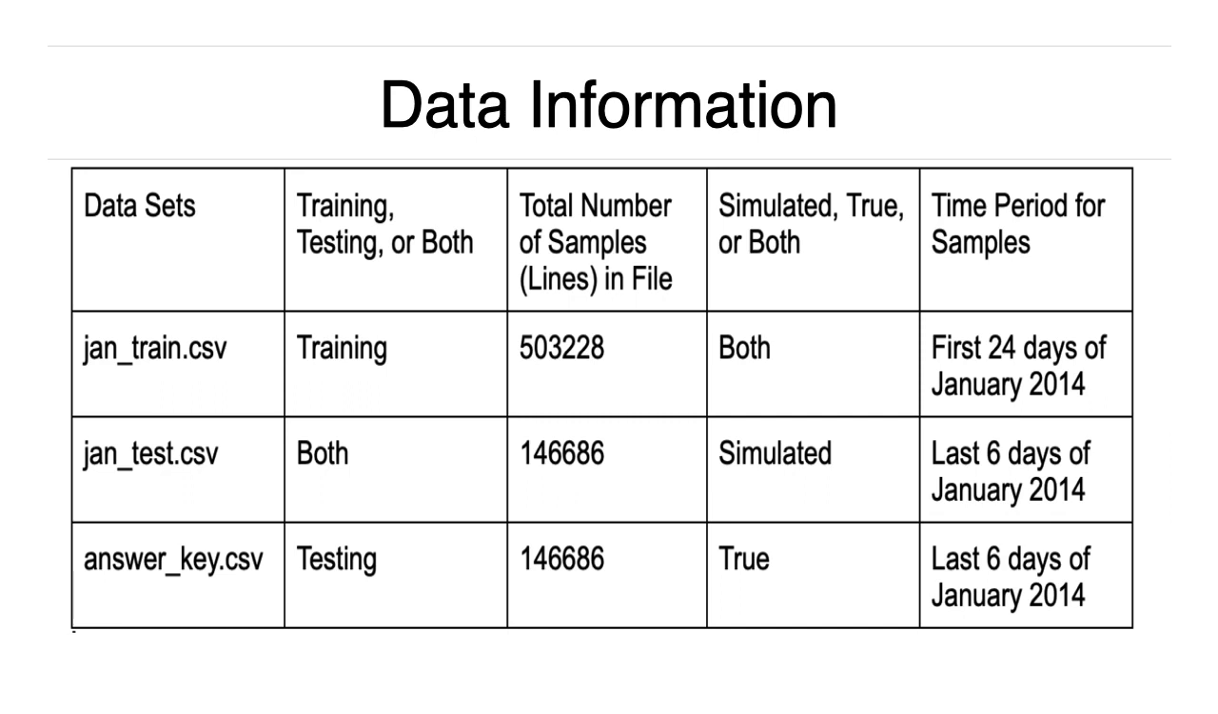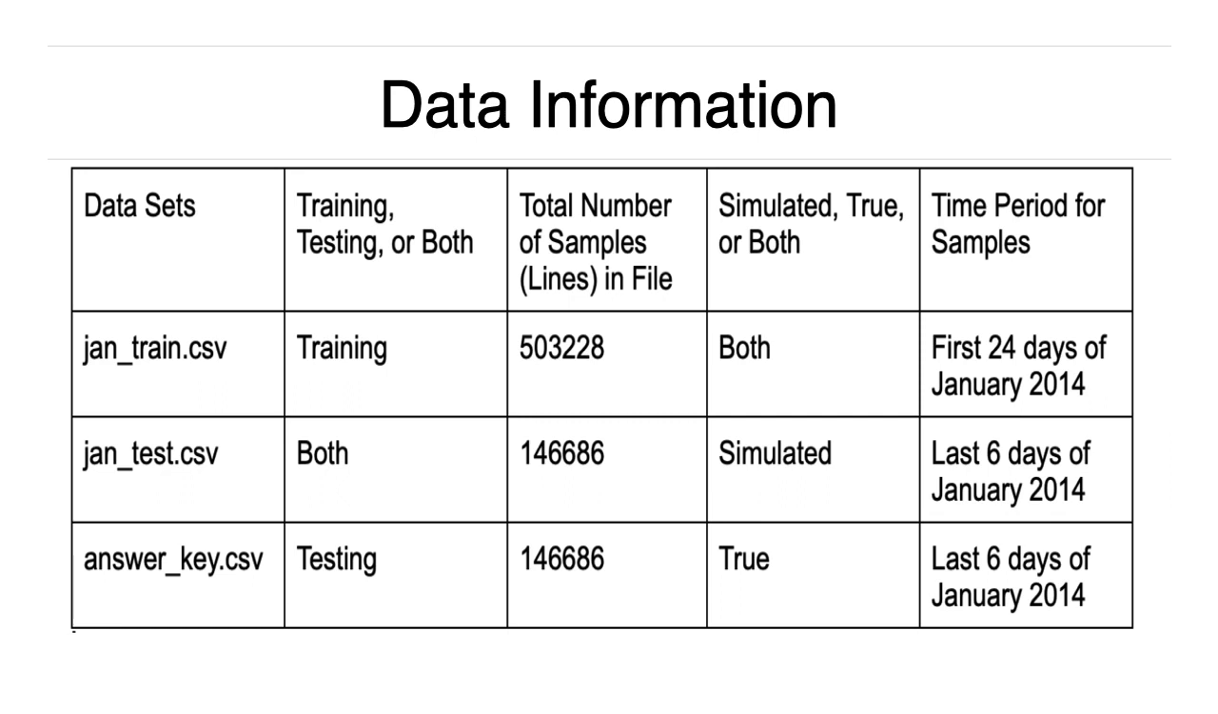To illustrate the differences between the data, I included this diagram, and it presents which file is used for training, testing, or both, the total number of lines, what's simulated, true, or both, and finally the time period of the samples. For gen-train and gen-test, you can see that they're both used for training, whereas gen-test and answer-key are used for testing.